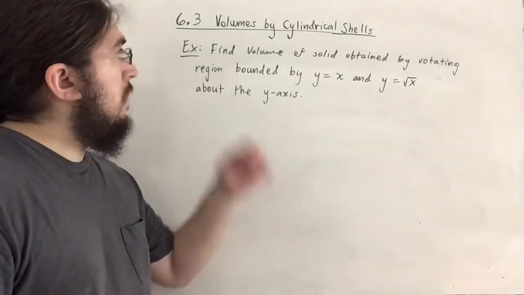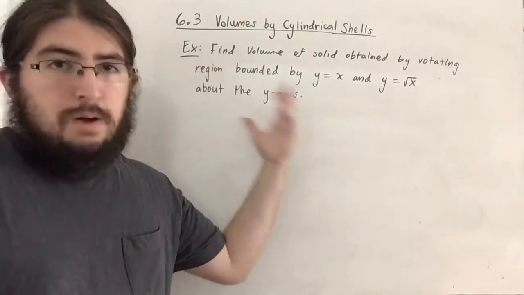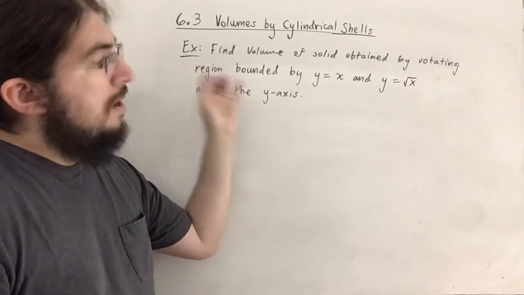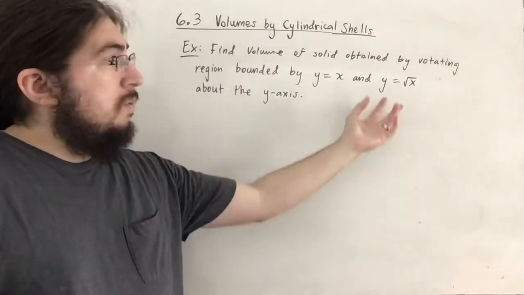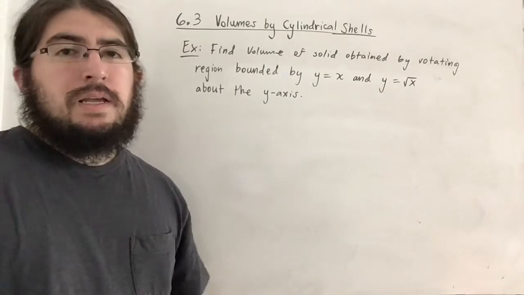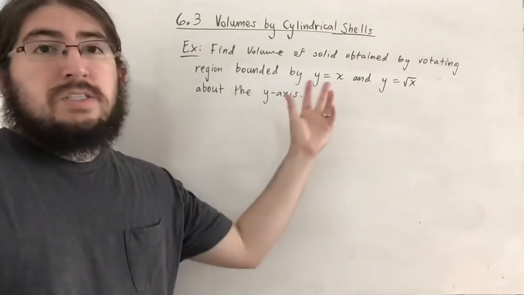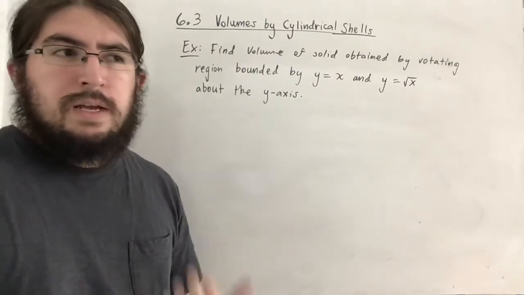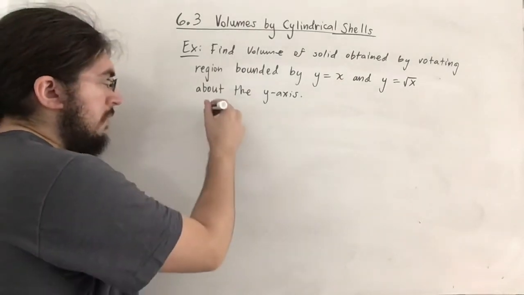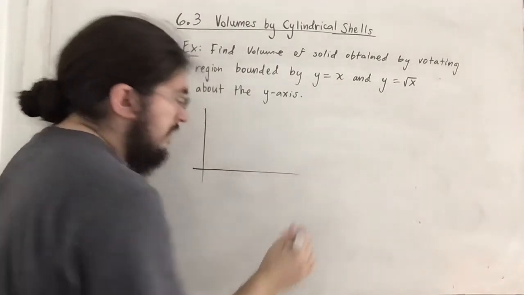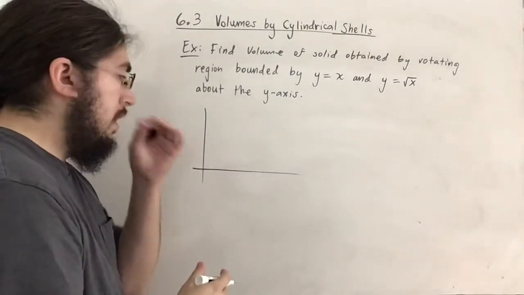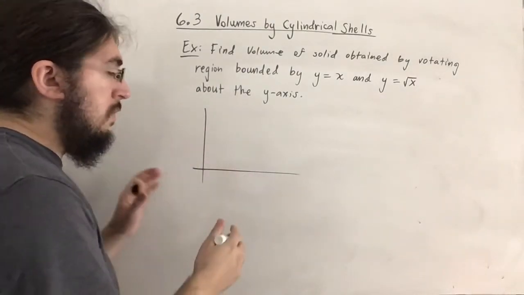All right, so for this problem, we'll be finding the volume of the solid obtained by rotating the region bounded by the curves y equals x and y equals radical x about the y-axis. So this is a pretty similar problem, of course, but now we have these two curves instead of just one curve. So let's try to see what that's all about, of course, by graphing. I'm going to try to draw the graph kind of large so we can look at some parts of this a little more closely.